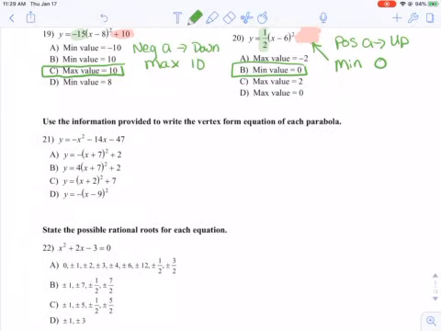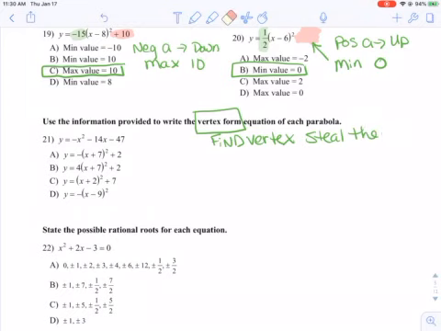Okay, we're going to write the vertex form of the equation of the parabola. So basically when we're writing the vertex form, it's easier to just find the vertex and then steal the A. That's what I told you guys to do. Actually, let's write the A differently.